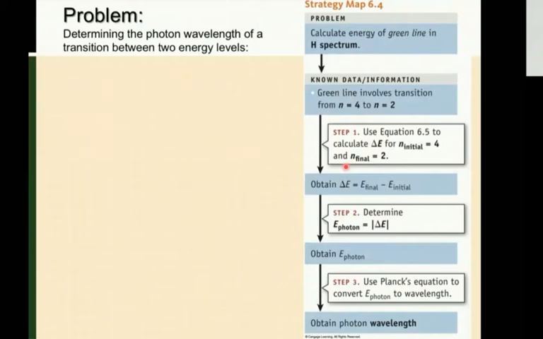And so we can use an equation, this is equation 6.5 from the book, but we'll see that equation in a moment anyway, to calculate delta E for n initial is equal to 4, where n final is equal to 2. So this is a relaxation.